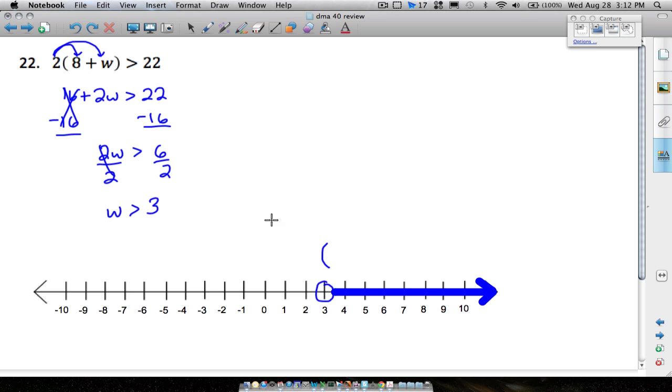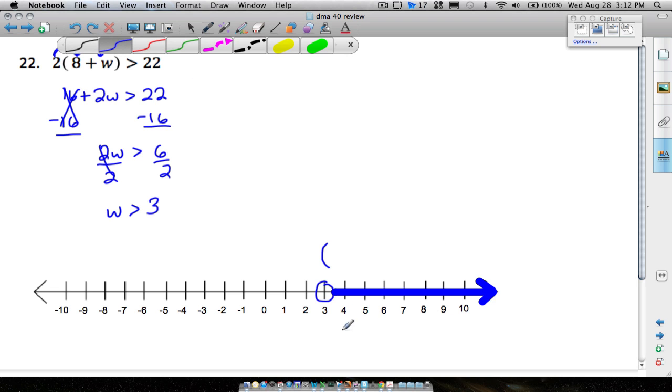Let me ask you a question. Does 0 work? It's not in the shaded region, so it should not work. Let's see if it does. 8 plus 0 is 8. 8 times 2 is 16. And as you can see, 16 is not greater than 22. So therefore, that's why 0 wasn't shaded, because it does not satisfy this inequality.